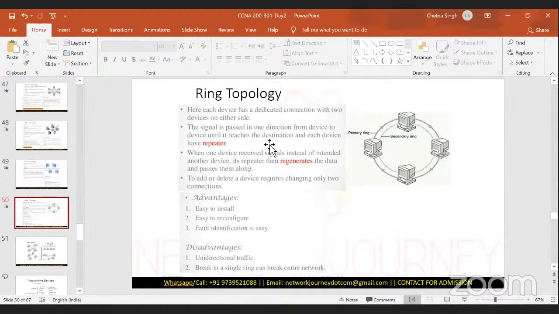So you again see there is a redundancy. You have a primary ring as well as a secondary ring. What I was discussing about redundancy is what you see in this picture, that if the primary ring fails, then you have another secondary ring to take care of the redundancy. Okay, so the advantage is it is very easy to install and configure. However, if there is a break in a single ring, the entire network can collapse. So this is the ring topology.